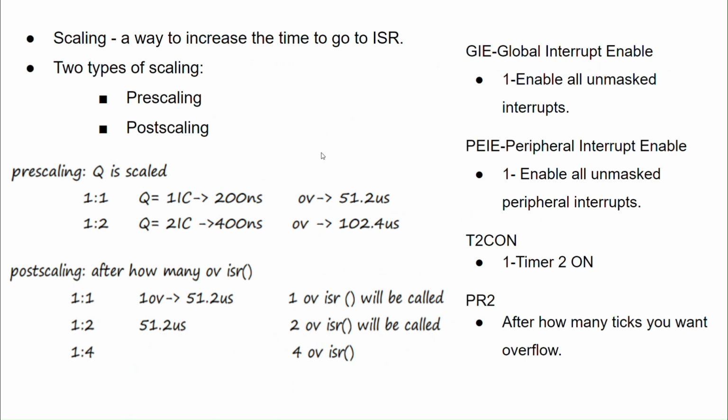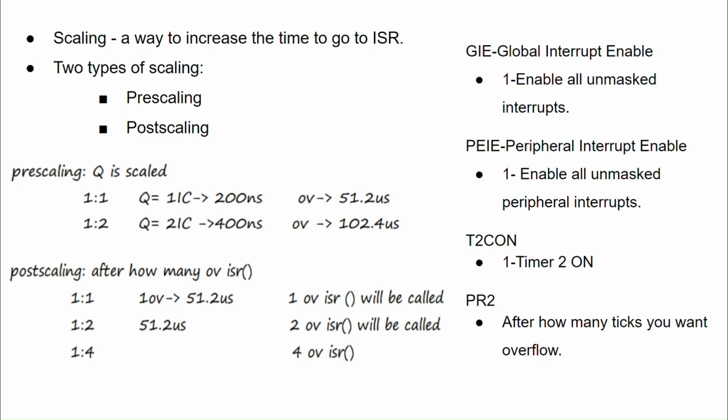Scaling is a technique used to adjust the time taken to trigger an interrupt service routine. There are two types of scaling: pre-scaling and post-scaling. In pre-scaling, we divide the clock input to the timer by a specified factor. In post-scaling, we adjust the time between the timer overflows.